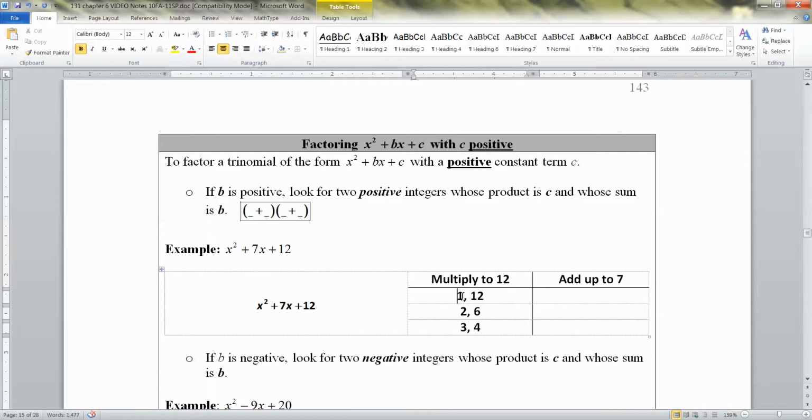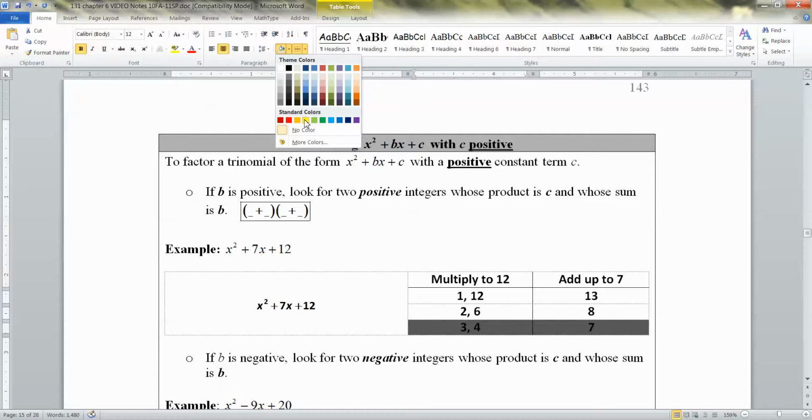You start with 1, go, okay, 1 and 12. 1 times 12 would add up to 13. 2 and 6 would add up to 8, right? Because 2 times 6 makes 12. 3 and 4 would add up to 7. There it is. It's 3 and 4. So you figure out the correct one.